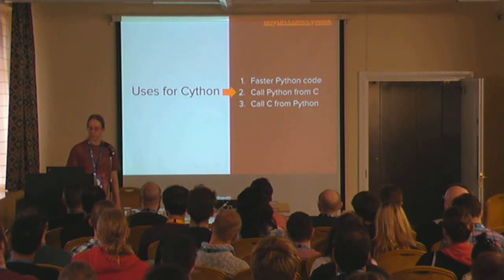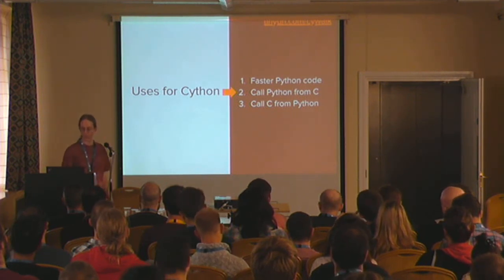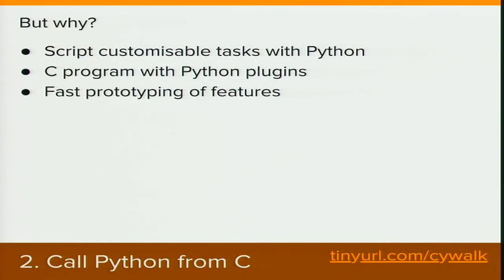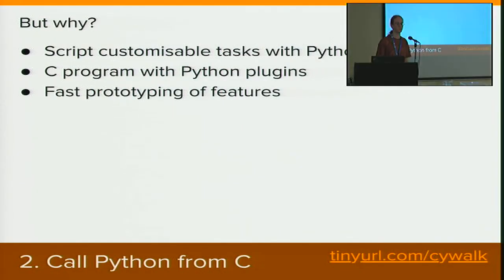So let's move on to the second use case, calling into Python from an existing C application. There's several reasons you might want to do this. Perhaps you've got a C code base and you want to be able to write plugins for it or customizable tasks using Python because it's faster to develop that way. Or maybe you just want to prototype a feature in your C program and you want to write it in Python because that's going to be faster and you can convert it later into C if it works out.